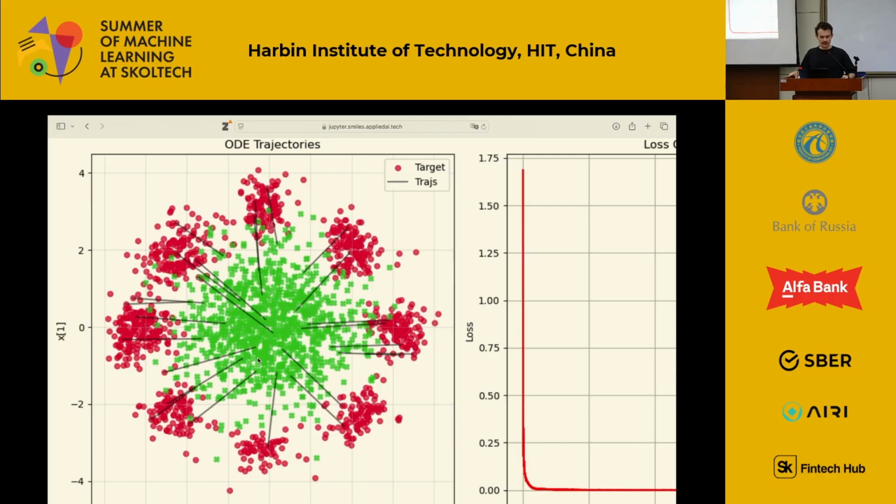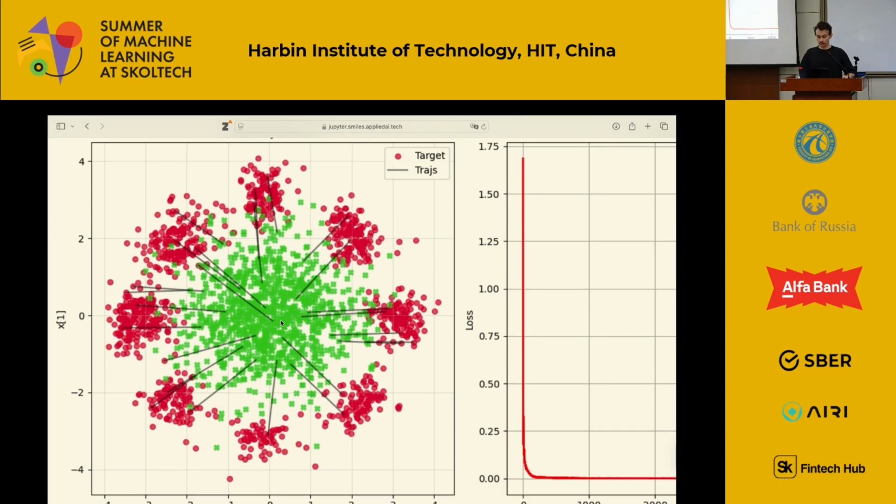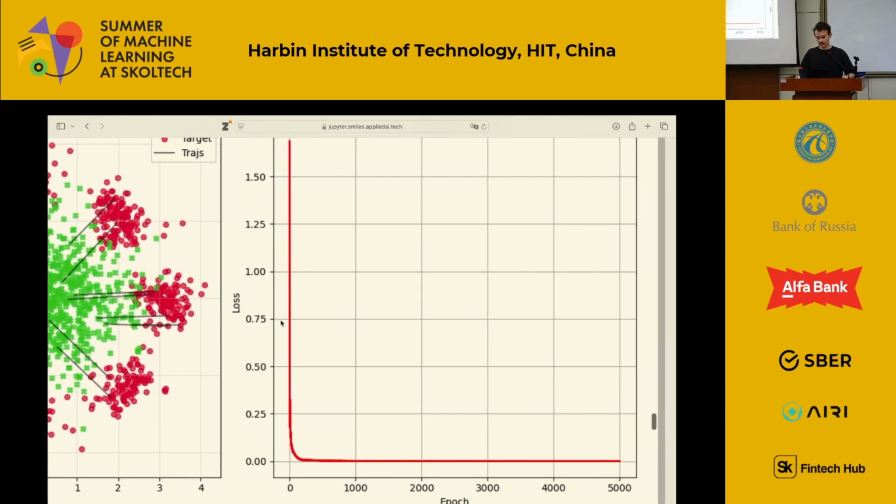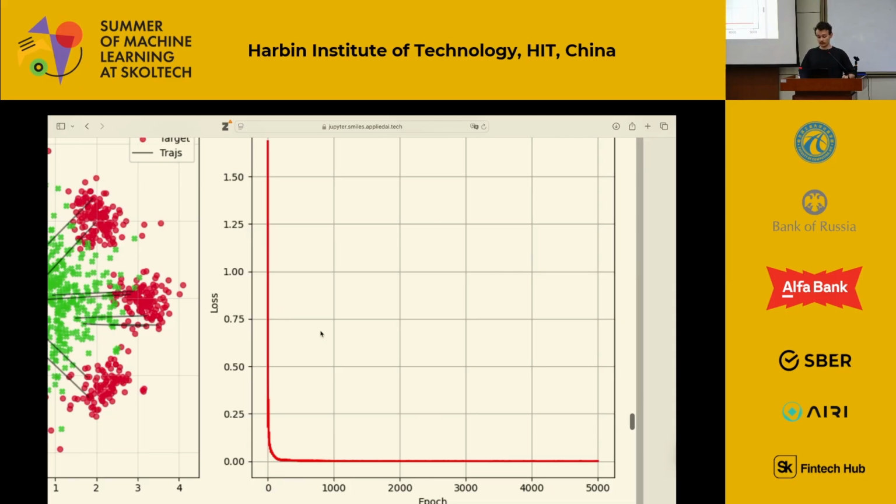Taking a look at these trajectories, almost everywhere is a straight line, and you can infer your ordinary differential equation by just having one step. So this is great. Another thing that says that it is optimal transport is this loss, because it is almost zero, and it has some variance, but the variance is very low. This is a signal that it is very, very close to the optimal transport.